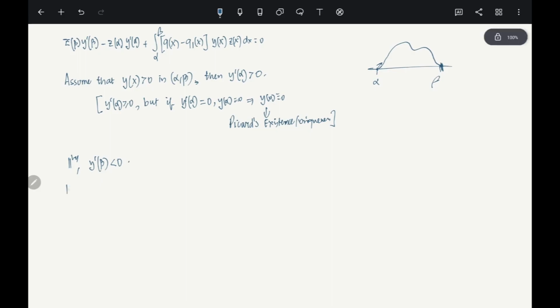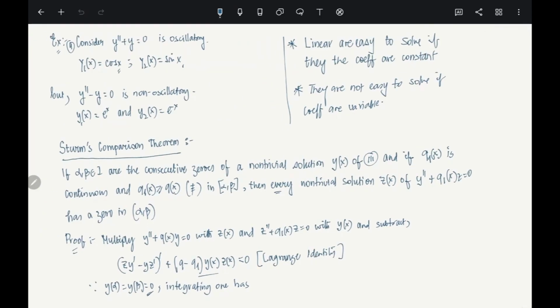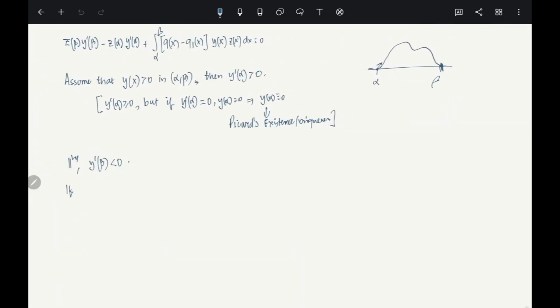Now, what I have to show is that z has a 0 in between alpha and beta. If it is not the case, let's say z is positive in alpha beta, then what happens? Let's call this a star. From star, what do we have? y prime of beta is negative, z of beta is positive, so this number is going to be negative. Again, z of alpha is positive, y prime of alpha is positive with a negative sign, so this whole term is going to be negative.